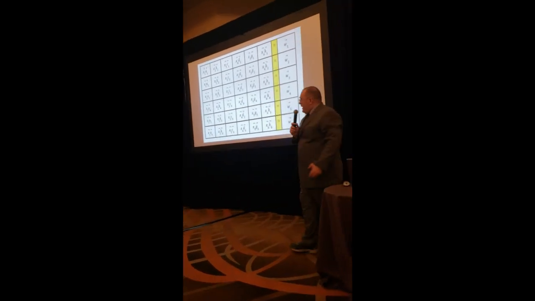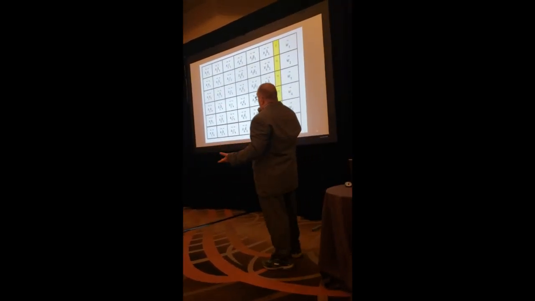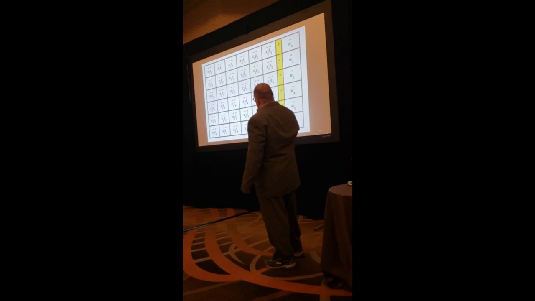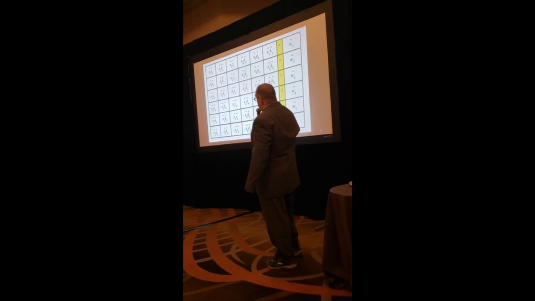So we have a way that I know through experimentation will give you a perfect R squared one solution. You can solve any linear system of equations so long as that matrix is invertible.